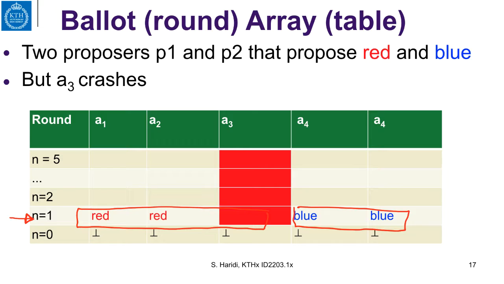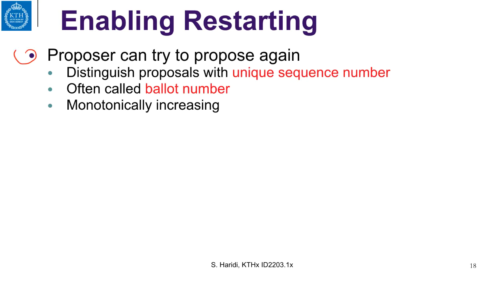So we need to distinguish between proposals, so each proposal should have a unique number identifier. Here is the first lesson that we learn: acceptors accept the first proposal, but also different proposals should have unique numbers. So here is the situation. Proposers can try again and propose again because we are stuck. We cannot do anything. And therefore we want to distinguish proposals with a unique sequence number or ballot number. And we would like to have these proposals from different proposers be unique proposals.